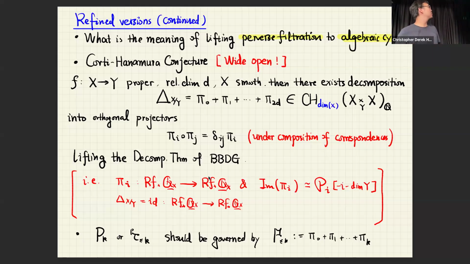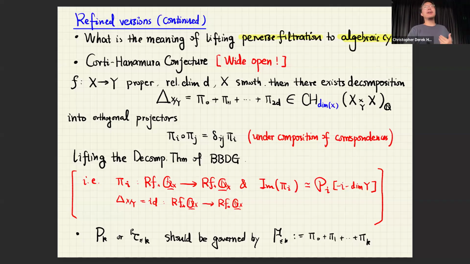It says that for any proper morphism with fibers of dimension d, assuming X is smooth, there exists a decomposition of the relative diagonal into 2d+1 algebraic cycles in the rational Chow group. This decomposition is into orthogonal projectors in the sense that if you consider these algebraic cycles pi_i on the right-hand side and compose them as correspondences, then pi_i with pi_i gives pi_i itself, meaning that it is a projector. But pi_i with pi_j, where j is not equal to i, gives 0, meaning that they are orthogonal.